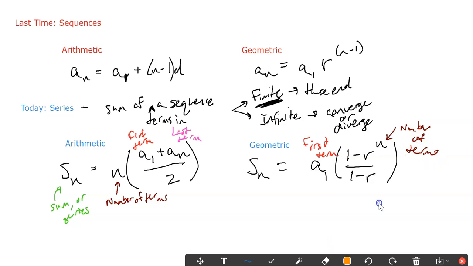And then we have R. So R, remember, is our common ratio from above. So you will definitely need to figure that out going forward with the geometric series. But that is what we got going on here. And of course, this is, again, the sum or series.